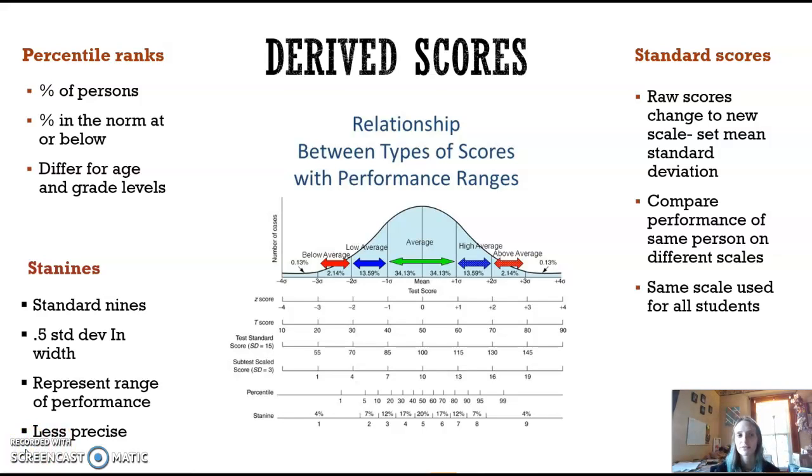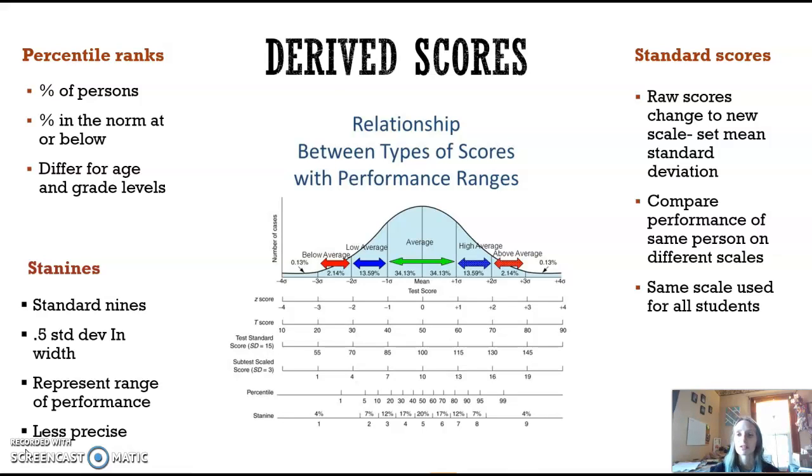There are 3 different types of derived scores, and those are percentile ranks, stanines, and standard scores. So the percentile rank is the percentage of the people. So if you have 75%, they're in the norm or below. This is different for age and grade levels, so they're going to differ depending on what age you're working with.